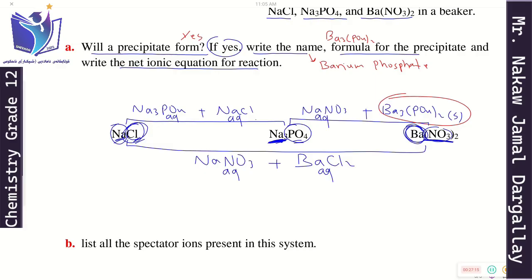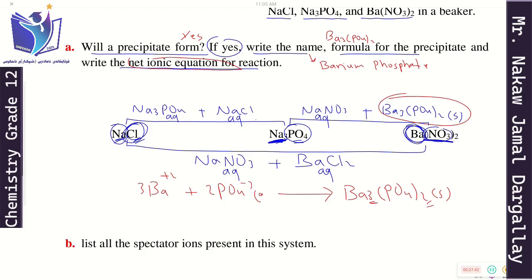Also, write the net ionic equation. Barium phosphate, Ba3(PO4)2, is an insoluble salt. It comes from the reactants 3Ba2+ and 2PO4 3-. This equation is the net ionic equation.